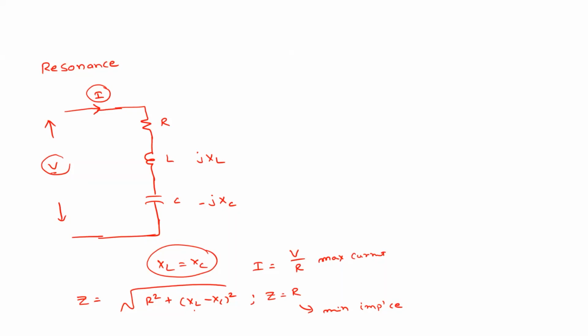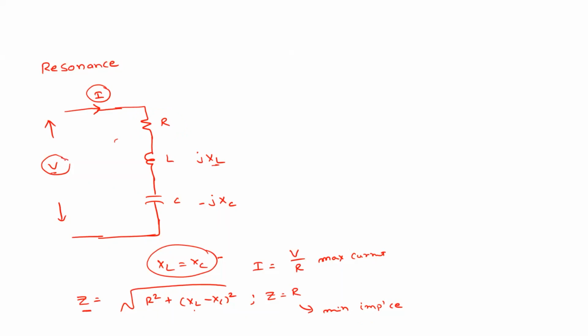So let us assume that we have a circuit with three elements, a resistor, an inductor, and a capacitor, energized with some AC source. Now if XL equals XC, the impedance Z of the circuit will become equal to the resistance itself. Under this condition, this is the minimum impedance possible, and the current, which is V by R, will be the maximum current. This circuit is known as a resonant circuit, and this entire phenomenon is known as resonance.